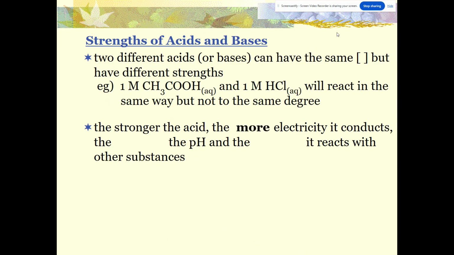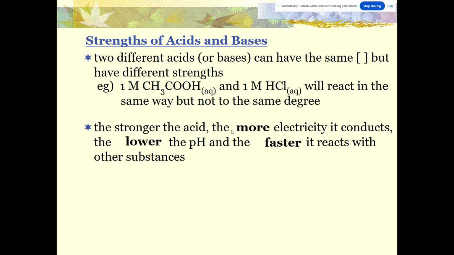Now, when you're doing your calculation for acids, it depends on whether you have a strong acid or a weak acid as to its conductivity, its pH level, as well as how quickly it reacts with other substances. Primarily, acids react with metals to produce hydrogen gas bubbles in a solution. So that'll happen more rapidly if it's a strong acid.